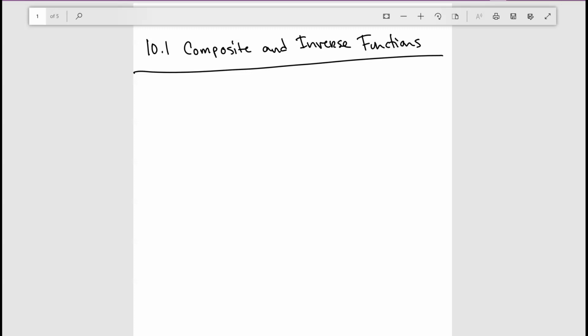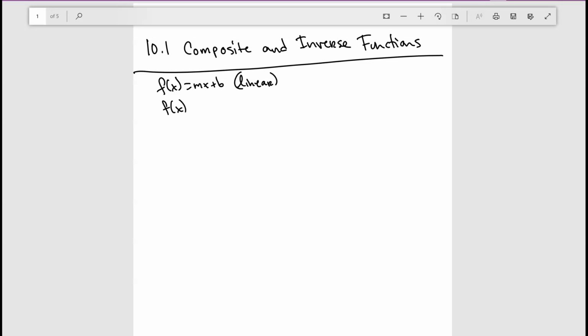This is chapter 10.1 and it's going to be composite and inverse functions. Before, we were talking about different types of functions. We've dealt with linear functions, functions that look like this: f of x equals mx plus b. This is what we call a linear function because there's only one x.